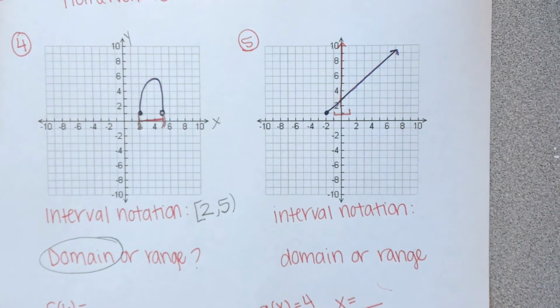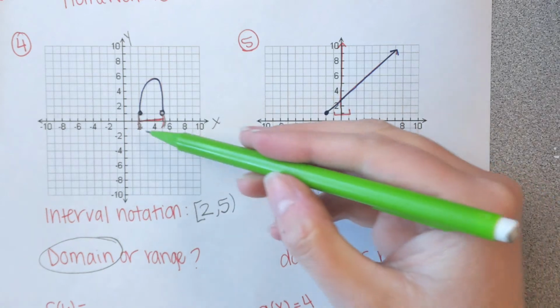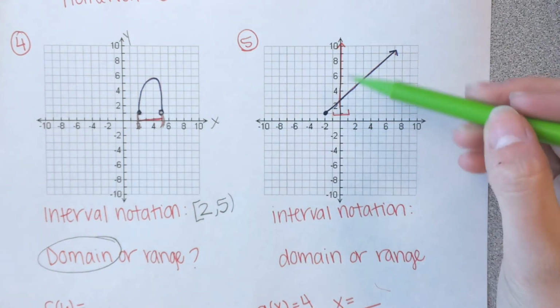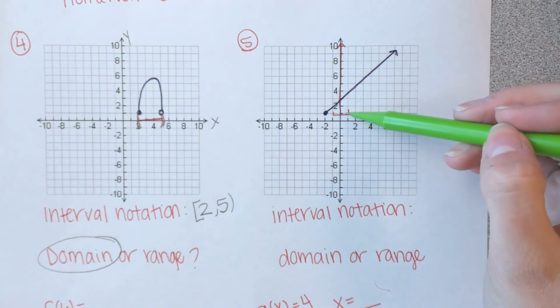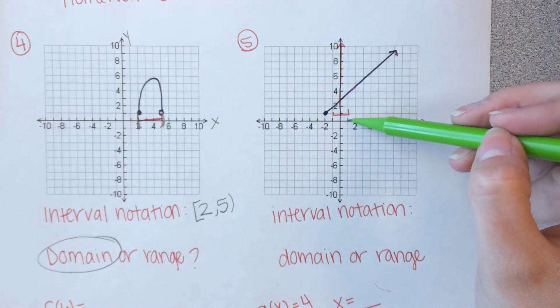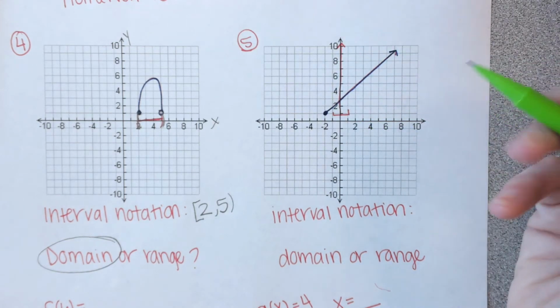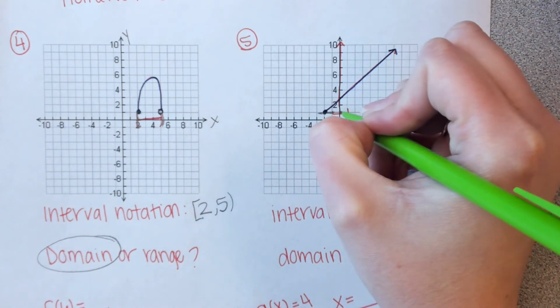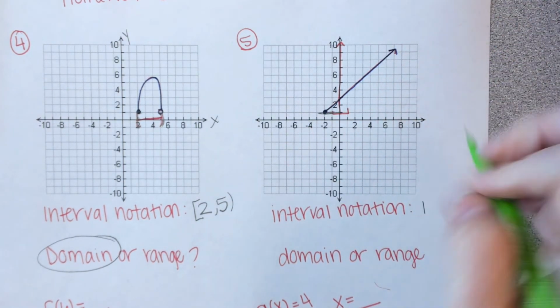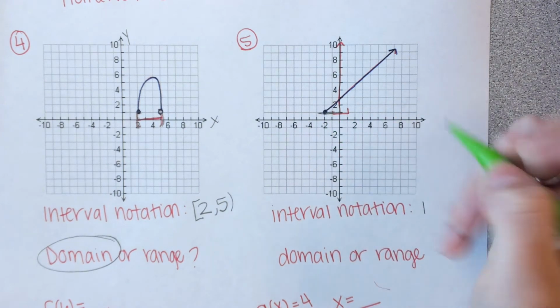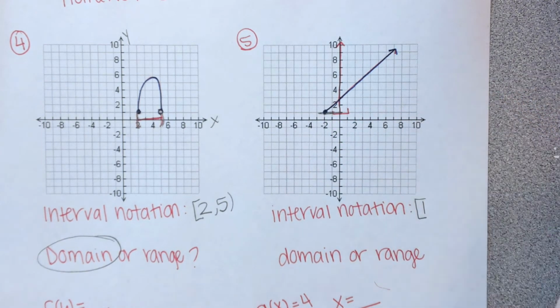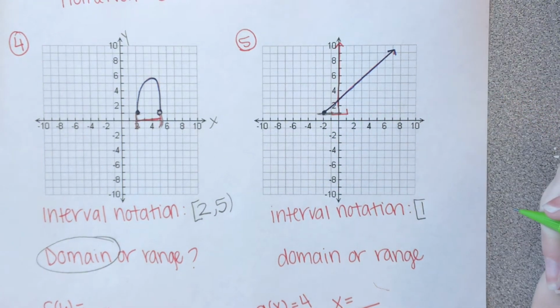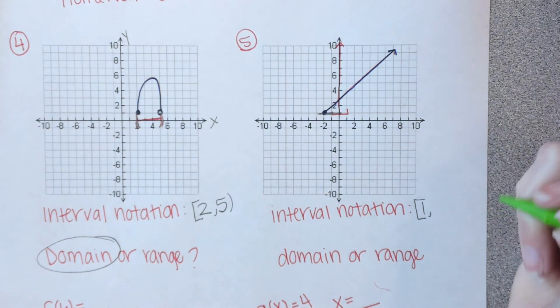Number 5 is going to be very similar, except instead of looking at the x-axis, we're looking at the y. So when we're looking at the y-axis, we're going from bottom to top. We go from smaller to larger values. So what's the lowest point we have on our graph? It's here at 1. That's a closed circle, so it's included, and we're going to use a bracket. We use a comma to separate.